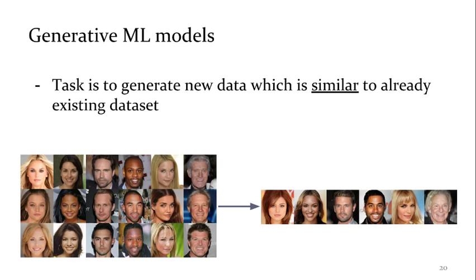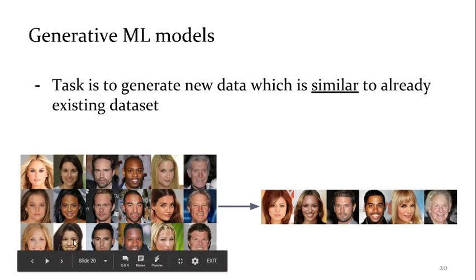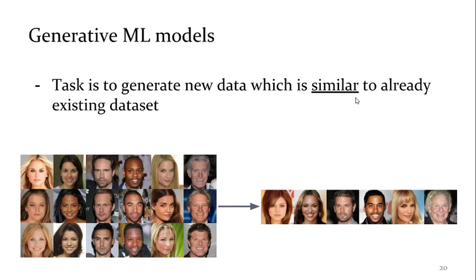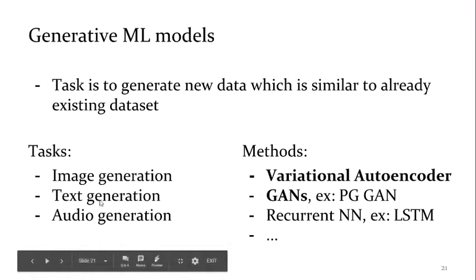So what is the task of generative models? If you have a data set of some images, or a data set of something, we can work with images because it's easily visualizable. You want to generate something new, which is very close to whatever already existed, but different. So they are similar, but not the same.